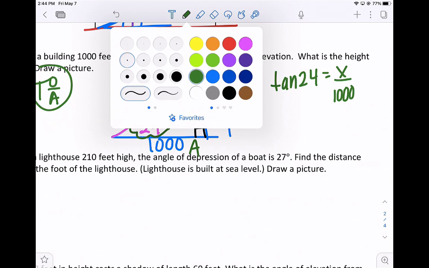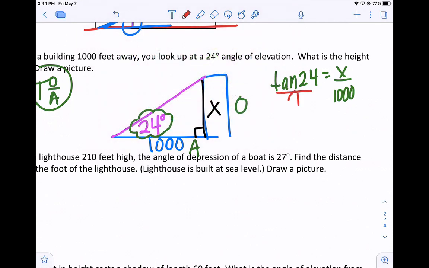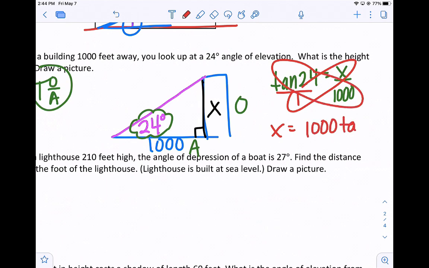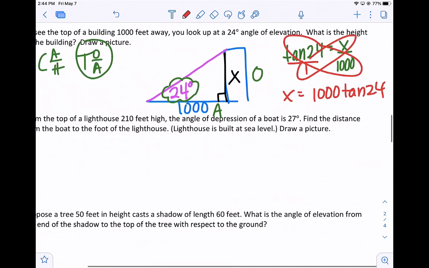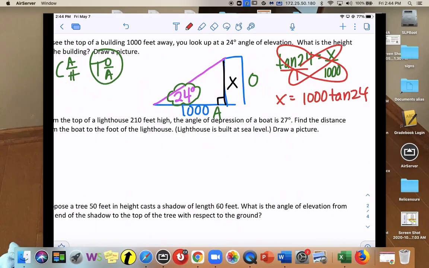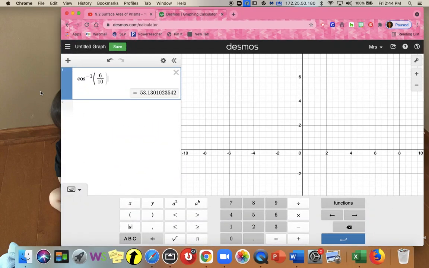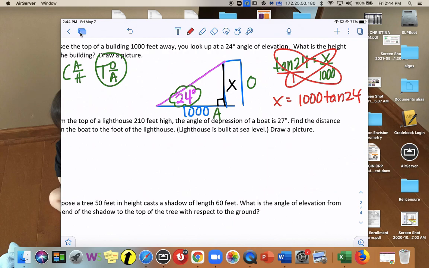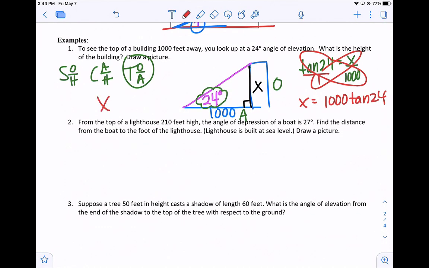And if it's solving for a side, we're going to cross multiply and solve. So we have tangent of 24 over 1 equals x over 1,000. We'll cross multiply. We get x equals 1,000 tangent of 24. Then you type that into your calculator. Again, make sure you're in degree mode. 1,000 tan 24, and that'll give us the height of the building, which in this case is about 445 feet tall. So x is about 445 feet tall.